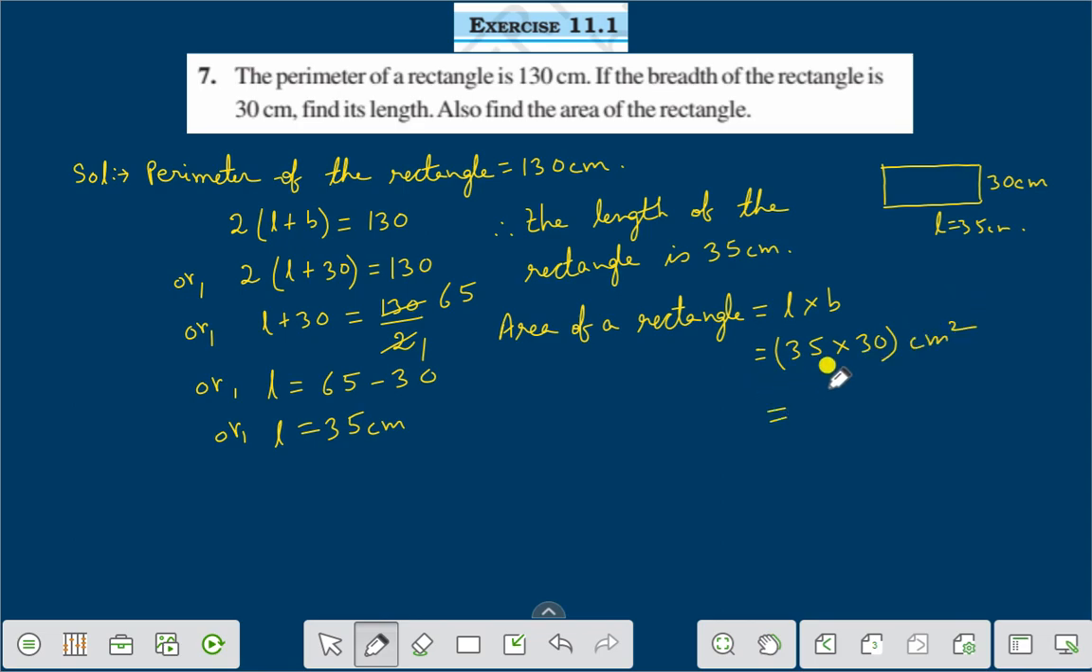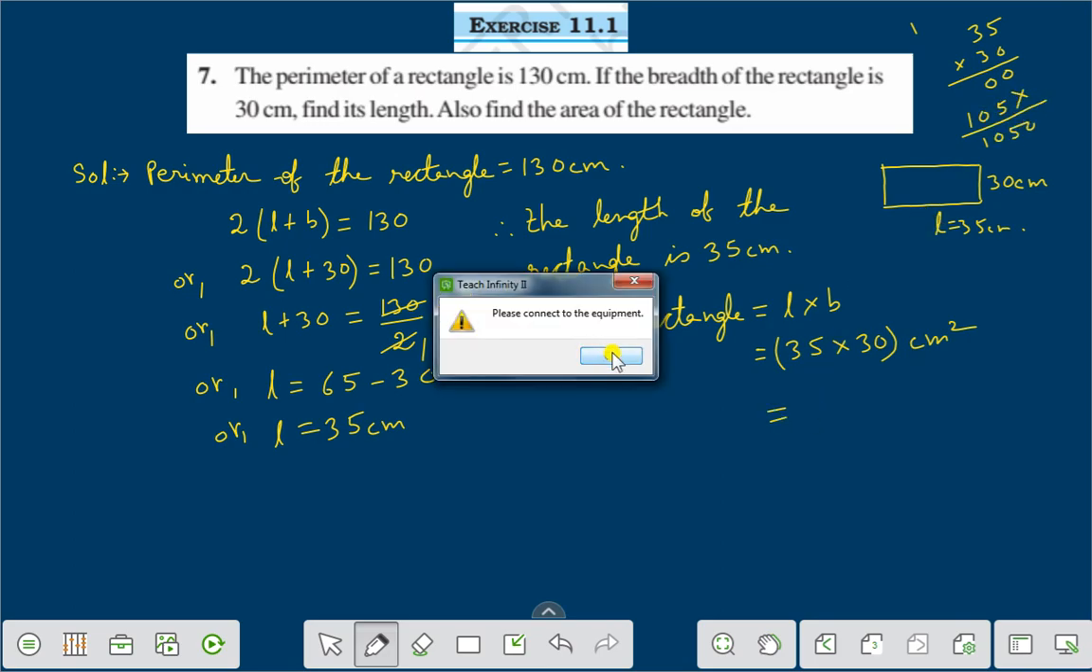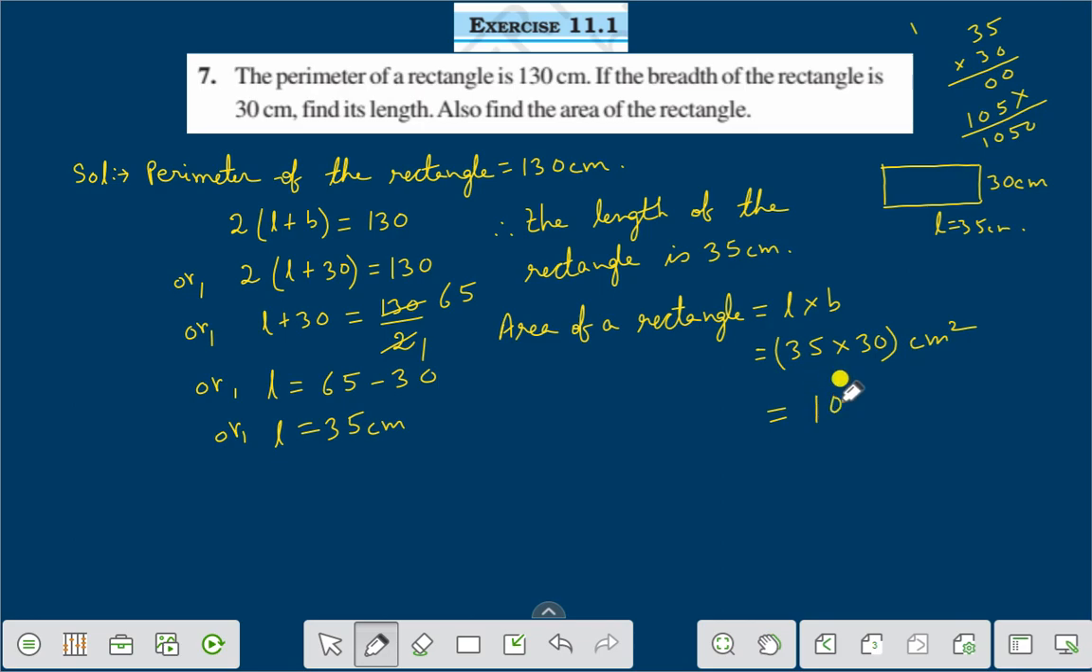If we multiply 35 with 30, we get 0 first, then 3 fives are 15, carry 1, it is 5, and 3 threes are 9 plus 1 is 10, so it is 1050. Therefore, we are getting 1050 centimeter square. Therefore, the area of the rectangle is 1050 centimeter square.